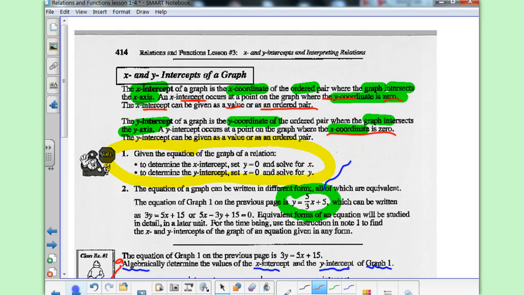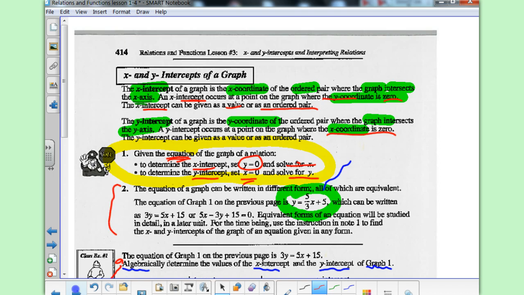Well, if you were given an equation of a graph versus a picture, you find it by simply using what we learned before. If you want to know the x-intercept, you simply set y equals 0 and you solve it for x. If you want to know what the y-intercept is, you simply put in x equals 0 and you solve for y.